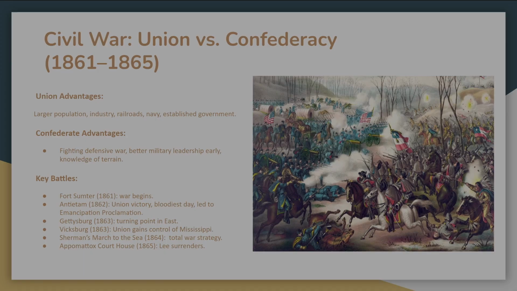Key battles, you don't need to know all of these, just know Fort Sumter was the beginning, Gettysburg was a major turning point, and then Sherman's March to the Sea. Sherman was basically the Northern general. He swept across the South and cleared everything out. It was total destruction. Yeah, that's probably it. You don't need to know every single battle.